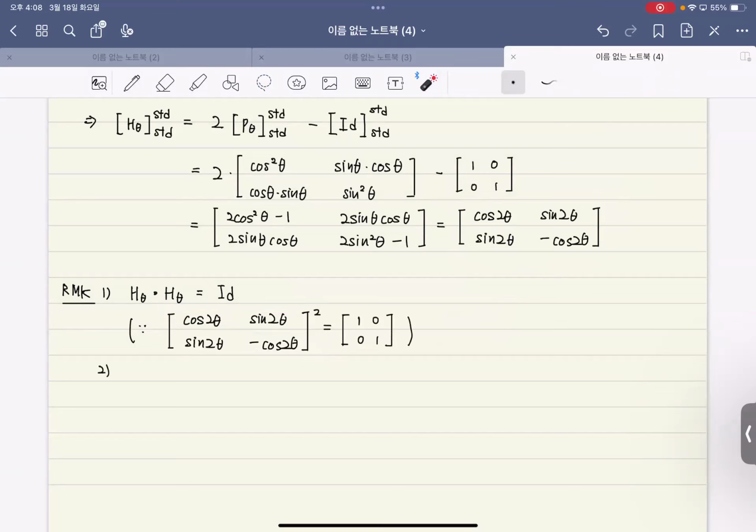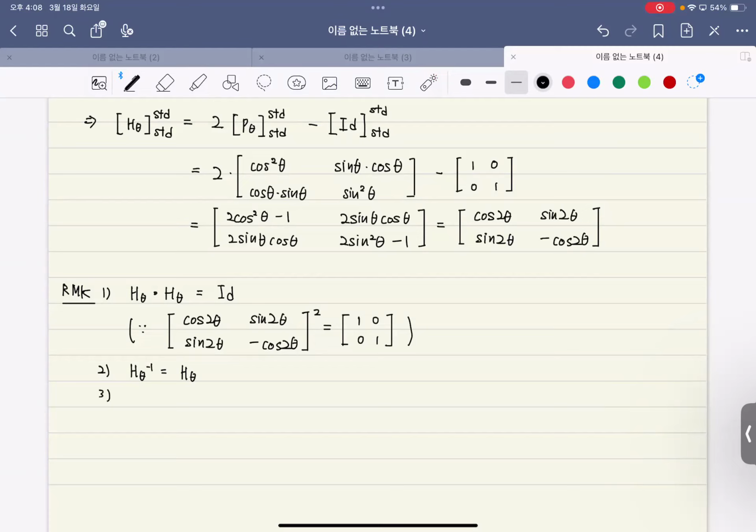And if you're paying attention to this first identity, then that means the inverse of the reflection is itself. Okay. The inverse is its own inverse. Sorry, reflection is its own inverse.